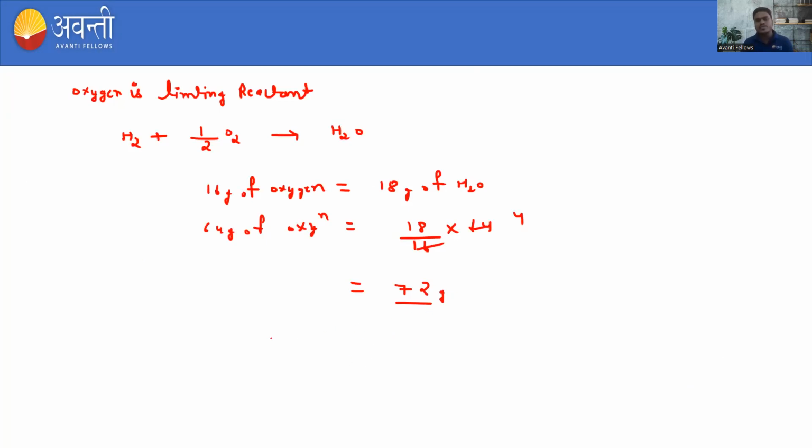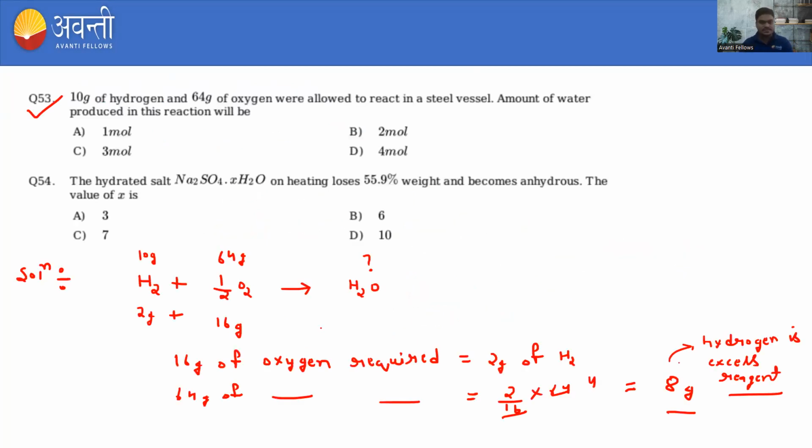How will you convert 72 grams? Can you convert 72 gram of water into the number of moles? Obviously, we can convert. That is 72 upon the molecular mass, that is 18. So that comes out to be 4 mole. So the correct answer is 4 mole, right? So which option is correct? That is option number D. So option D is absolutely correct, that is the 4 mole. So 4 mole of water will be produced in this reaction. So I hope this is clear to all of you. Is it clear to everyone? Good. So this is how we can solve this question.